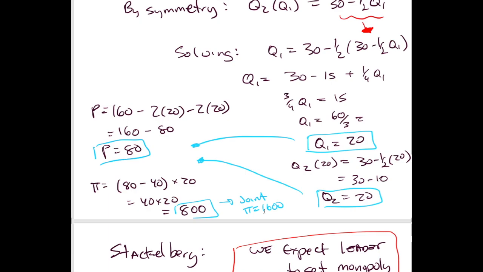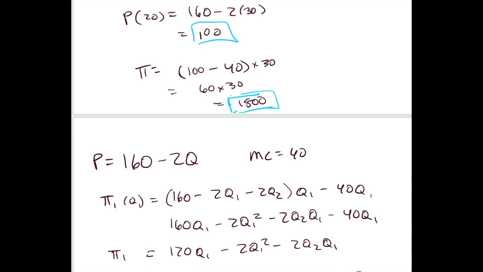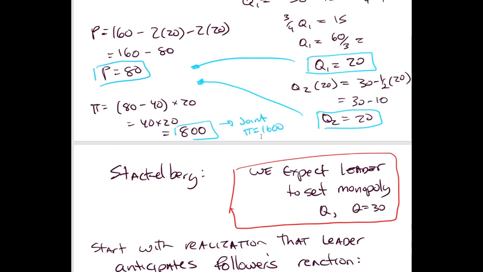Right? Joint profits are the sum of firm 1's profit and firm 2's profit. Notice this 1600 is smaller than the 1800 profit that the monopolist would have had. All right, the last thing we want to do is Stackelberg. So now I'm going to do Stackelberg.